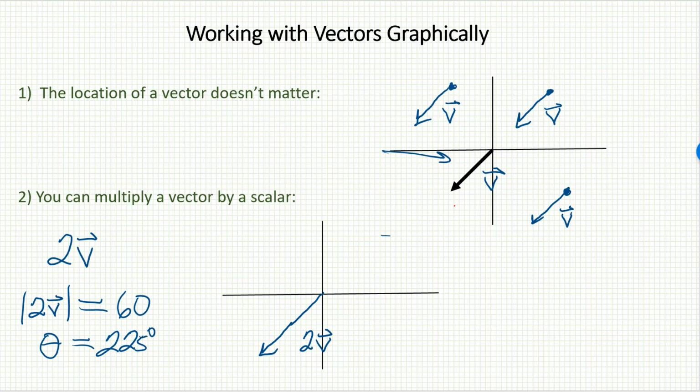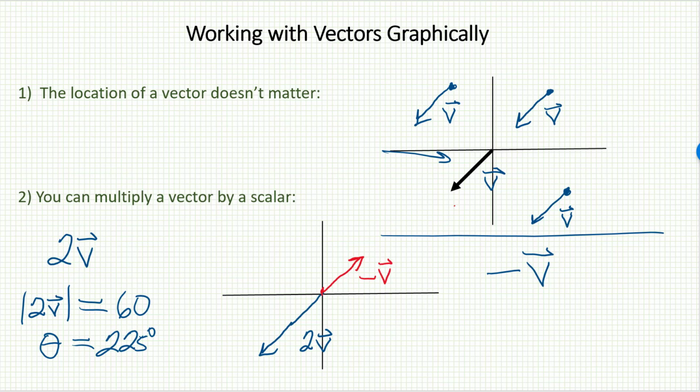Okay, let's try another one. What if we wanted to do vector negative v? In other words, -1 times v. Well, this time the length isn't going to change. Multiplying by 1 doesn't really do anything, but multiplying by that negative reverses the vector into the other direction. So when I multiply by a negative, the vector heads in the opposite direction. Here would be vector negative v.